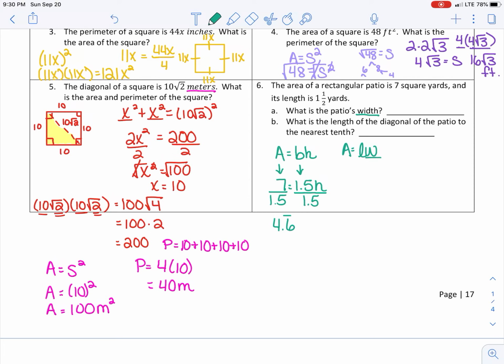Let's do the 6 repeating. Let me make sure that's right. Yep. So 4.6 repeating, that just means whenever it's in your calculator, it's going to say 4.6666666, and then it's going to have that 7 at the end. Okay, and we're going to say that's equal to H, or W if we use the length times width. Okay, so we have 4.6 repeating. And we're going to say yards because that's what our units are.